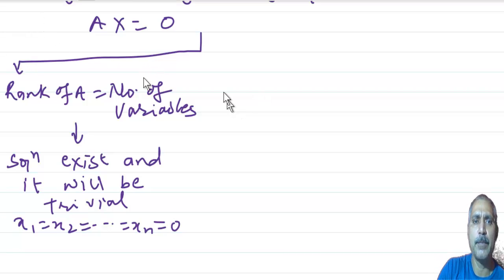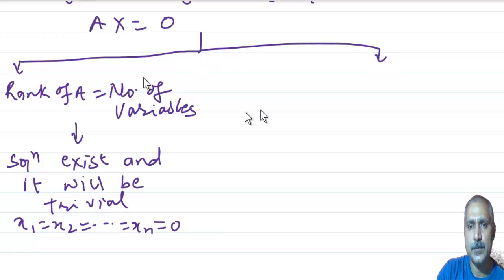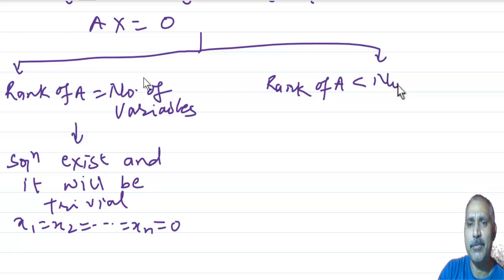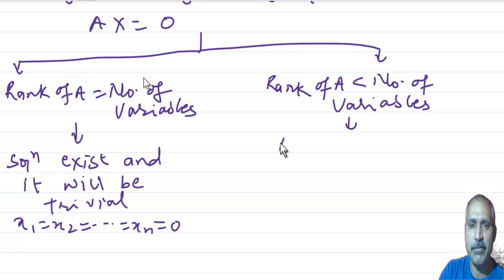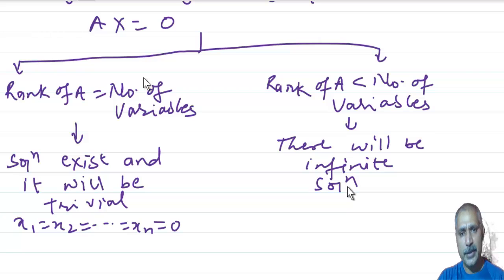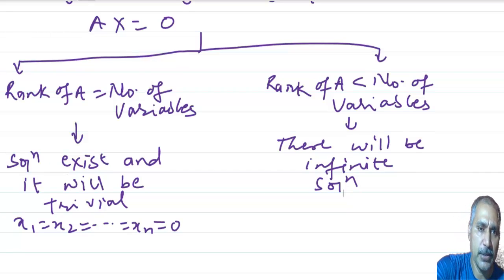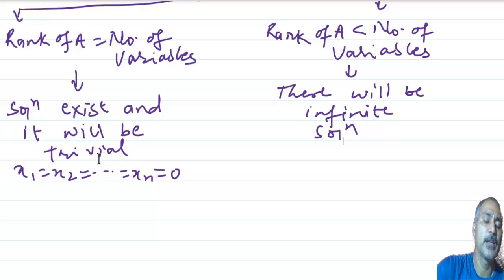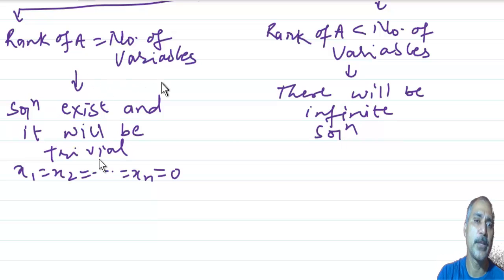Now coming to the second part, here the rank of A is less than the number of variables. In this case, there will be infinite solutions. We'll be discussing both one by one. Today let us have the first type, where the solution exists and it's trivial. Remember here the rank of A is equal to the number of variables.